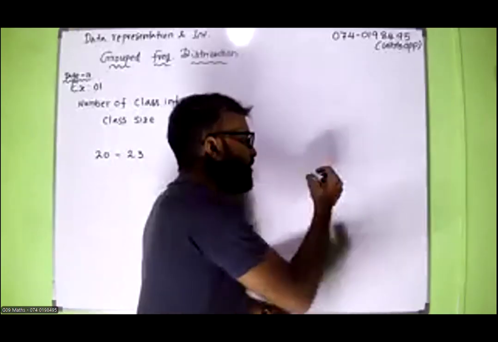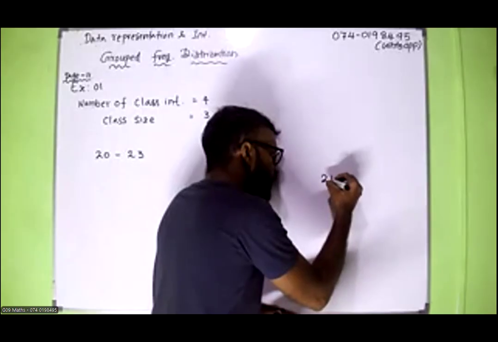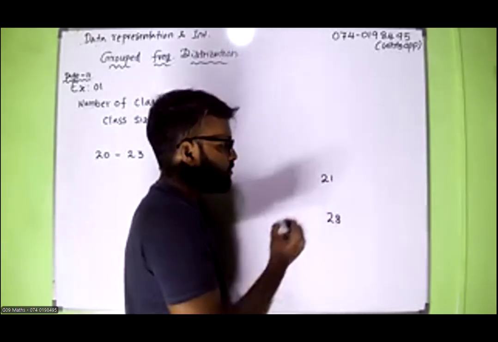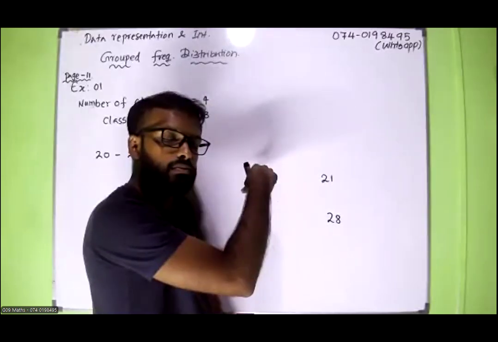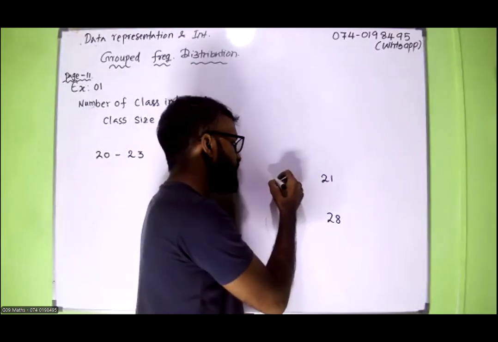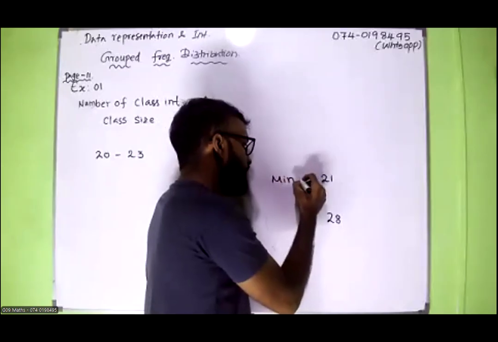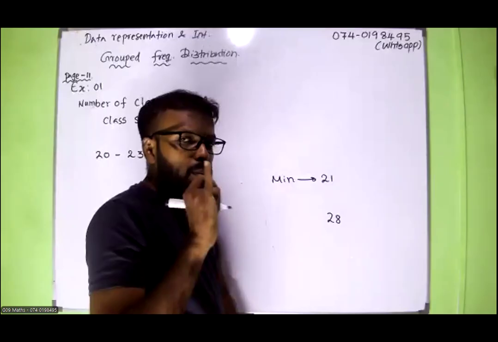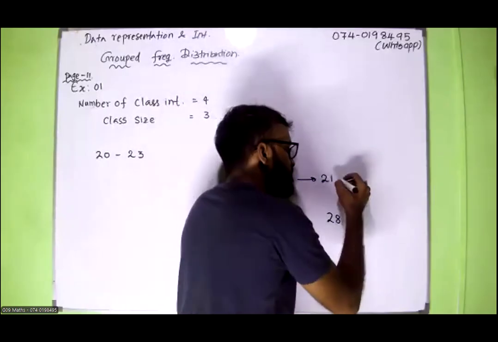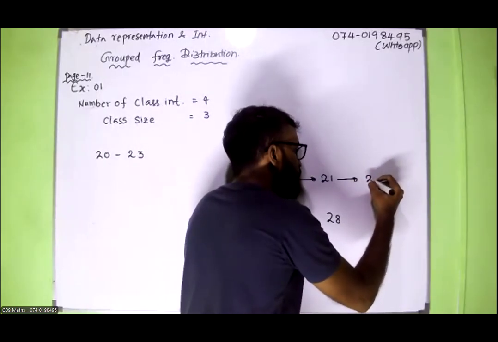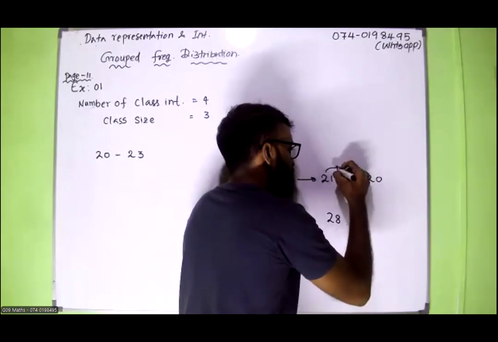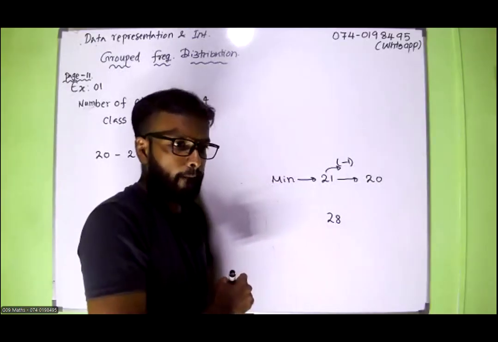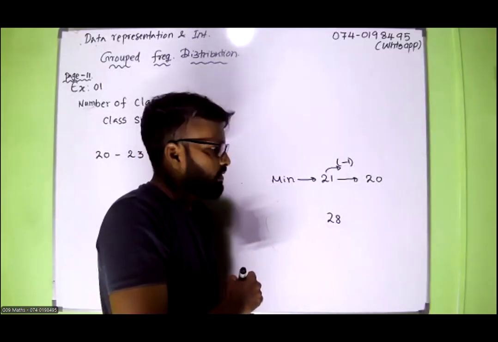If the minimum value of the data set is like 21 or 28, think for a different data set. Minimum value is 21, and you might better start the class interval from 20. Subtract 1.